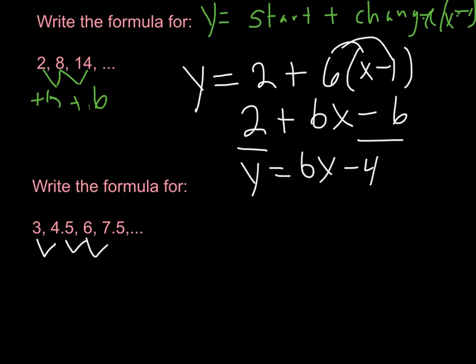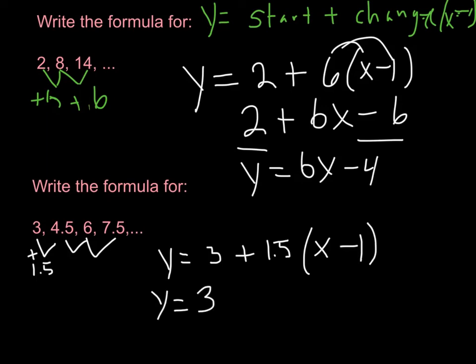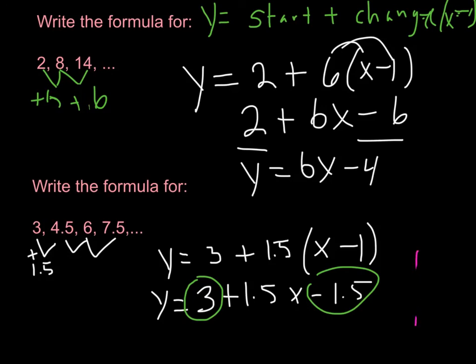We have our common difference is adding 1.5. So what we know is y equals our starting spot, which is 3, plus 1.5, because that's our change, that's how much we're going up by, and then it's always x minus 1 in parentheses. Distribute the 1.5, so we have 1.5x minus 1.5. Collect our like terms, and then our final is going to be, and I'll write it in pink here, y equals 1.5x, and 3 minus 1.5 is adding 1.5.